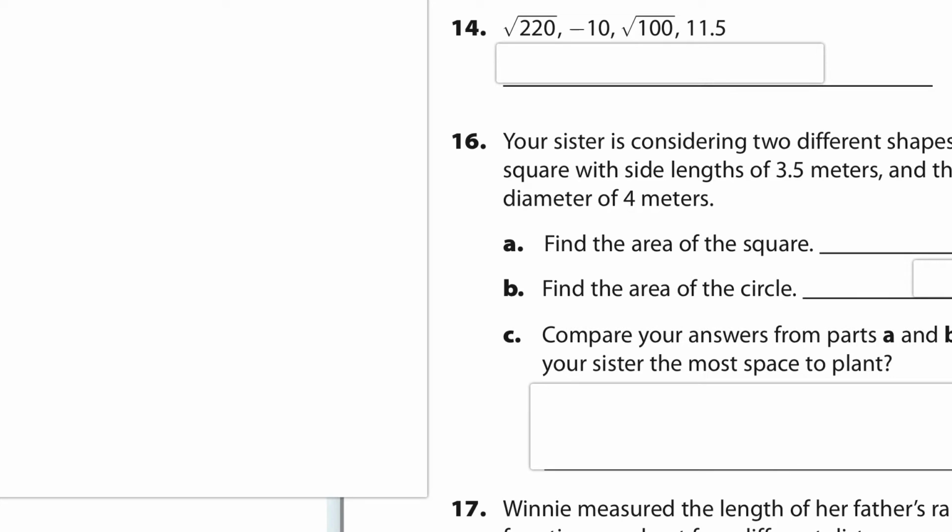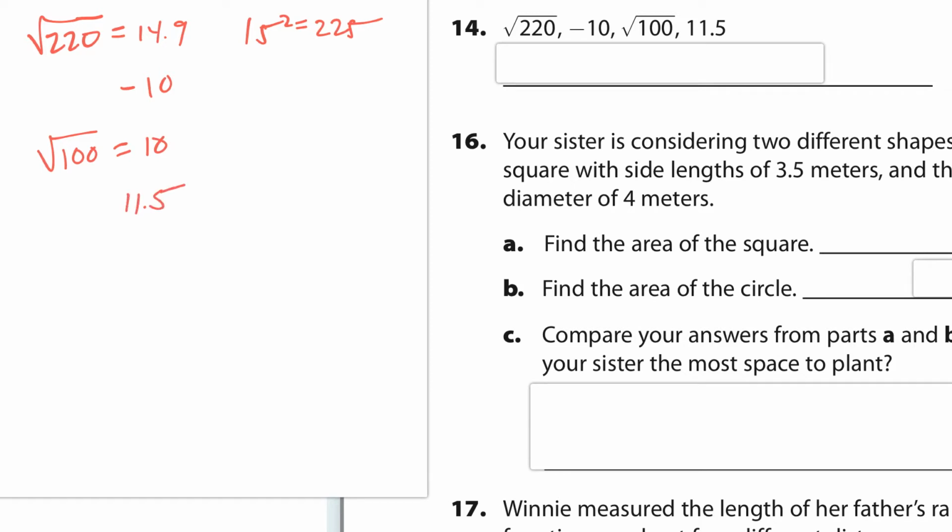Next, we have square root of 220. Oh man, the square root of 220. I'm thinking of the closest square root to that. 10 times 10. 14 times 14 is 196. 15 times 15, so 15 squared, is 225. So let's call this 14.9. And then the negative square root of 100, that's going to be pretty easy. The square root of 100 is 10, so that is negative 10. And then we have 11.5.